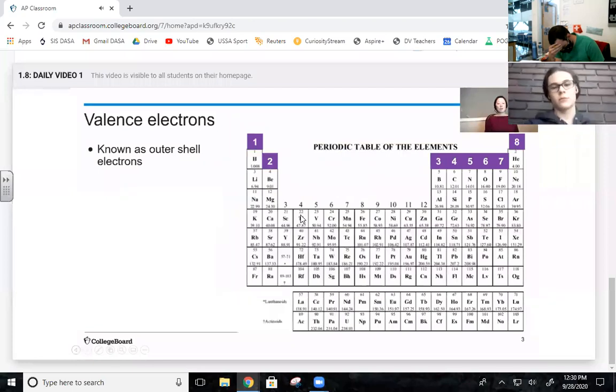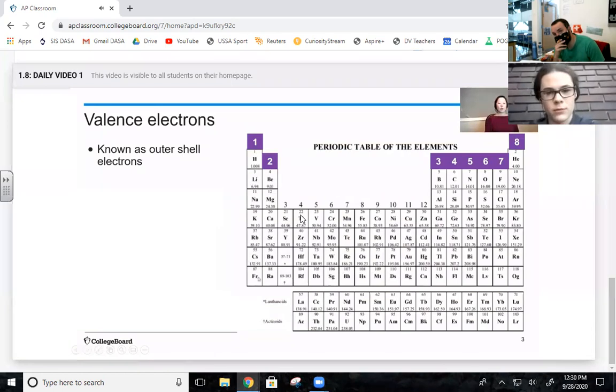Valence electrons, also known as outer shell electrons, are the S and P electrons in the highest energy level. On your periodic table from your first year chemistry class, you probably already wrote these numbers to indicate the number of valence electrons.